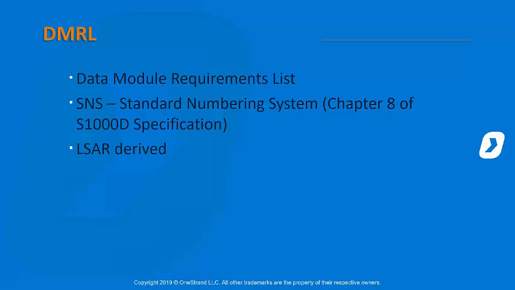Now, when we're developing our DMRL, part of what we need to develop is the SNS, the Standard Numbering System. If you don't have an LSAR, so we'll put the LSAR side of it aside for a moment, you then need to use the specification, Chapter 8, to build your SNS.